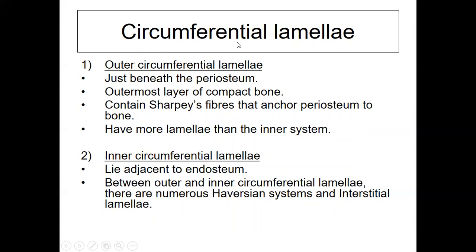These are the two circumferential lamella that I want to highlight here: the outer circumferential lamella and also the inner circumferential lamella.